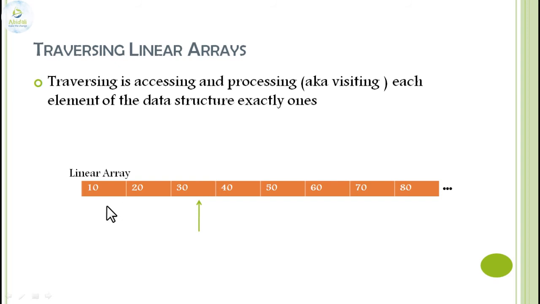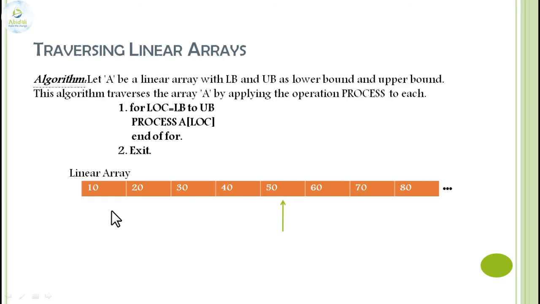So traveling started from where? The traveling started from the very first element, then I moved to the second element, then I moved to the next element, that is the third element. So starting from 0, we moved to 1, then 2, then 3, and so on. This is called traversing. So exactly once I'll be visiting the array to perform some operation.